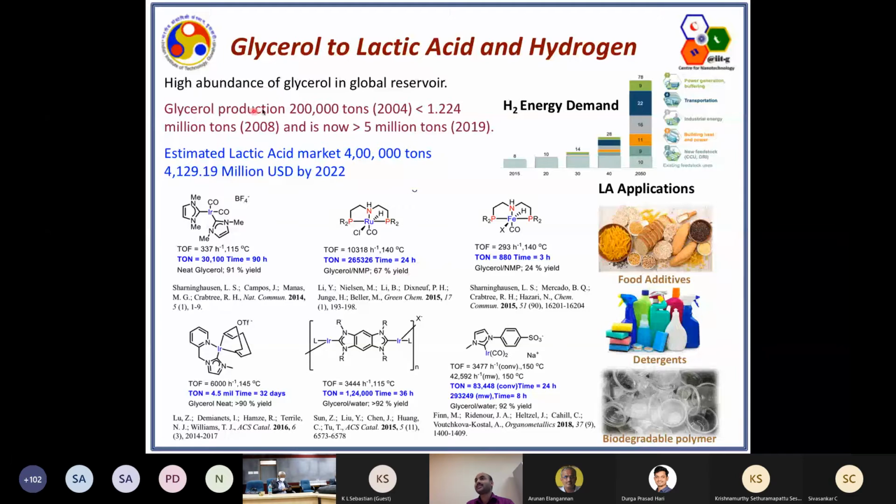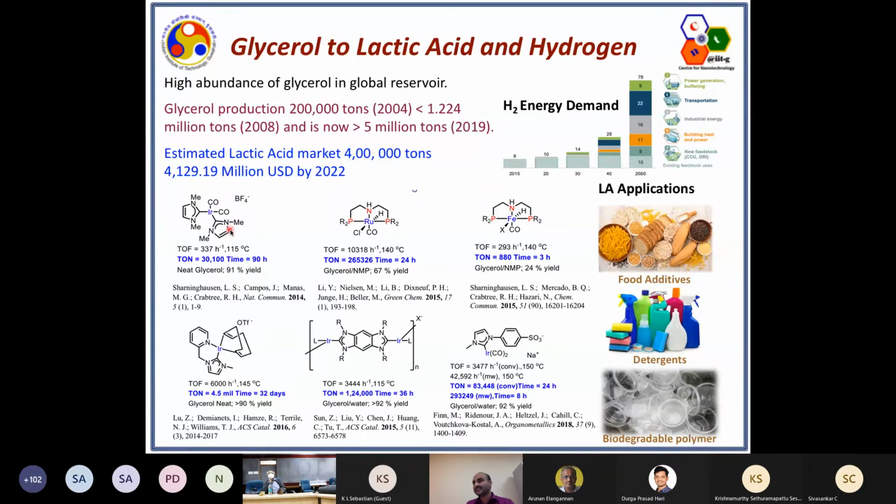And globally, the overall glycerol production was about 2 metric tons in 2004, and this is greater than 5 million tons in 2019. And this glycerol actually is a good source of lactic acid. The lactic acid market is good, but in India, we still don't have a good market for lactic acid. But globally, particularly in the US, the lactic acid market is very good, and the market rate is also unprecedented. And the byproduct of this reaction is hydrogen, and we need not say anything about clean-burning hydrogen.